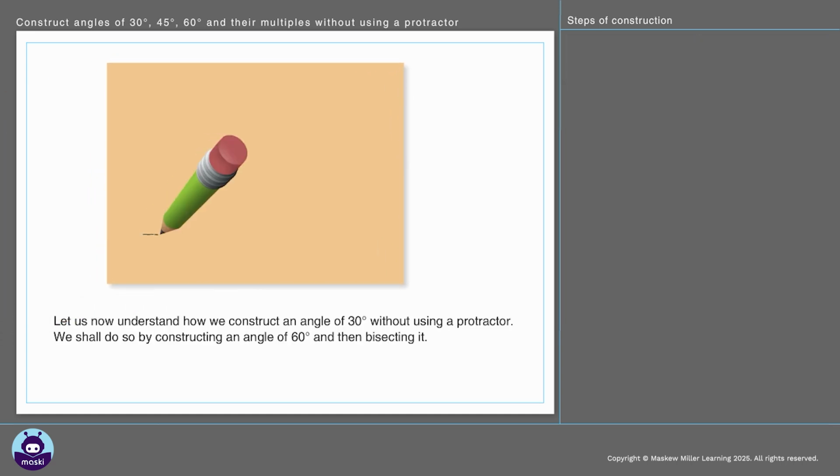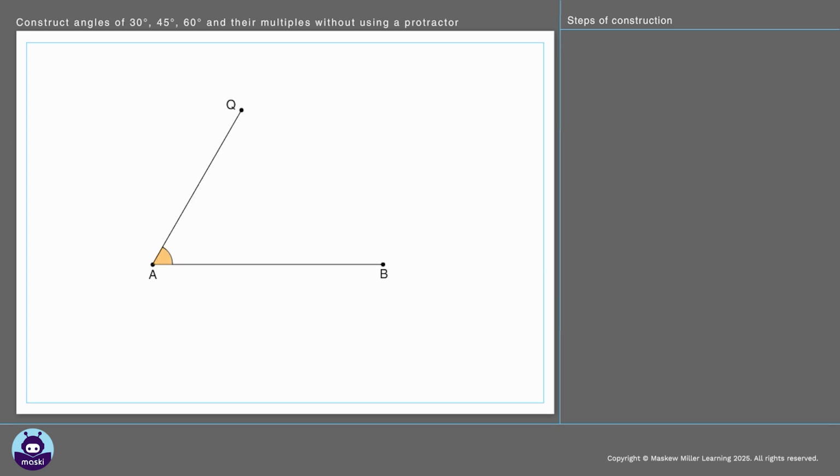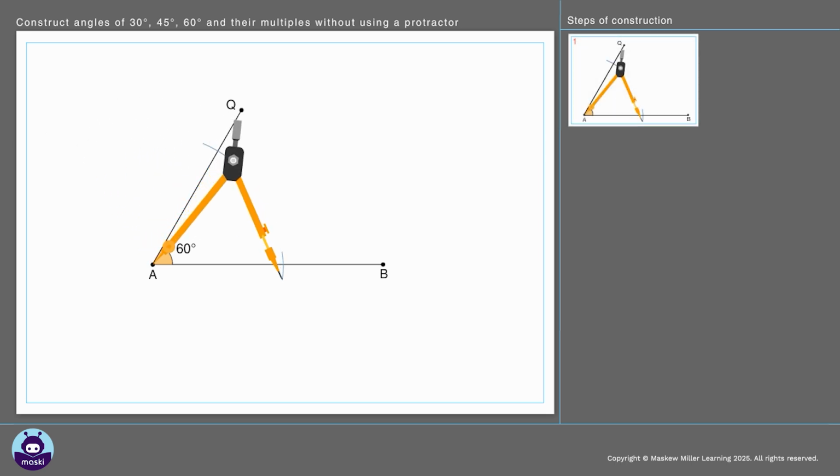Let us now understand how we construct an angle of 30 degrees without using a protractor. We shall do so by constructing an angle of 60 degrees and then bisecting it. We just studied how to construct an angle of 60 degrees. We shall now bisect it. We place the point of a compass at A and adjust the width of the compass to draw arcs intersecting QA and AB at X and Y, respectively.